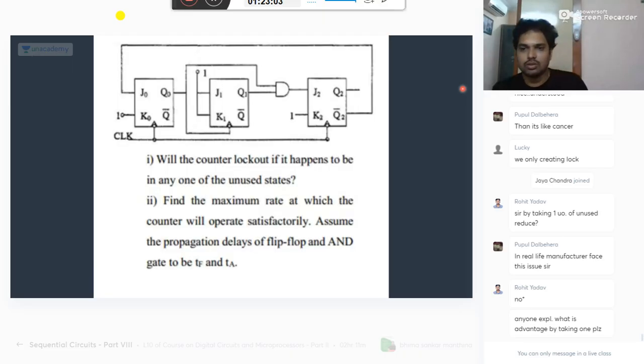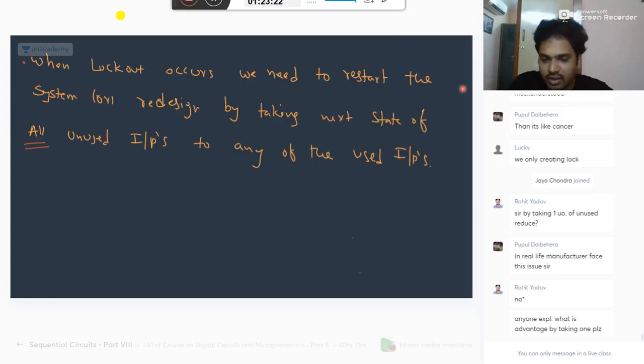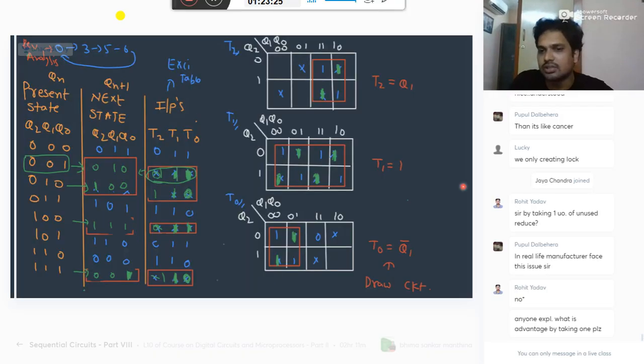Next question. So, in real life, manufacturers face this issue. Yes. We should avoid these lockout problems. In any design, you should avoid this. Anyone explain what is the advantage by taking one? There is no advantage. Who said that? Have I ever said that one is advantageous?